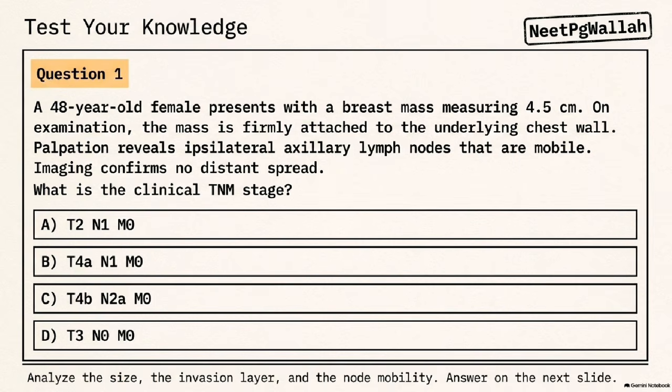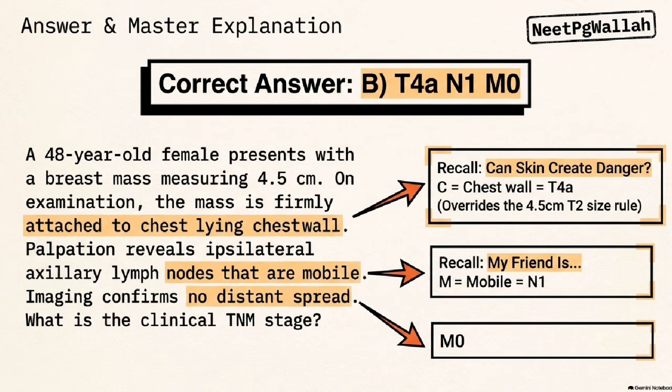I want you to pause this explainer right now. Analyze the size, analyze the invasion layer, and analyze the node mobility based on our mnemonics. Pick your option before continuing. And the correct answer is B, T4A, N1, M0. Let's break down exactly why.